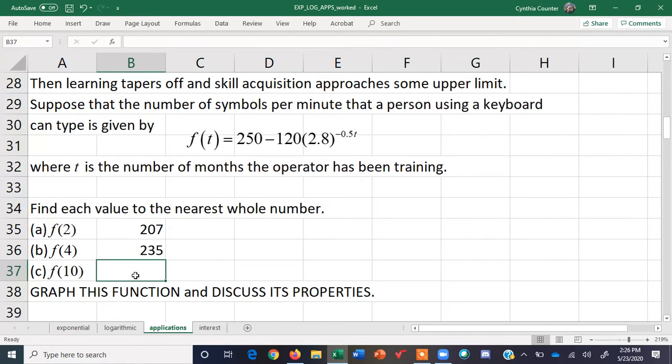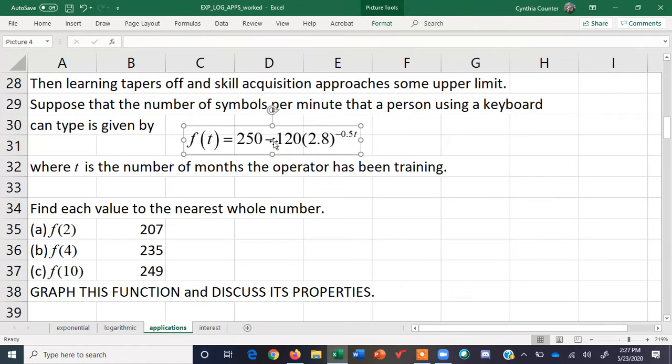What about 10 months? It equals 250 minus 120 times 2.8 to the power of open parenthesis, negative 0.5 times 10 months, this time 249. Notice this 249 is nearly 250. So what is this 250 here in the equation? Well, let's graph this using Excel.